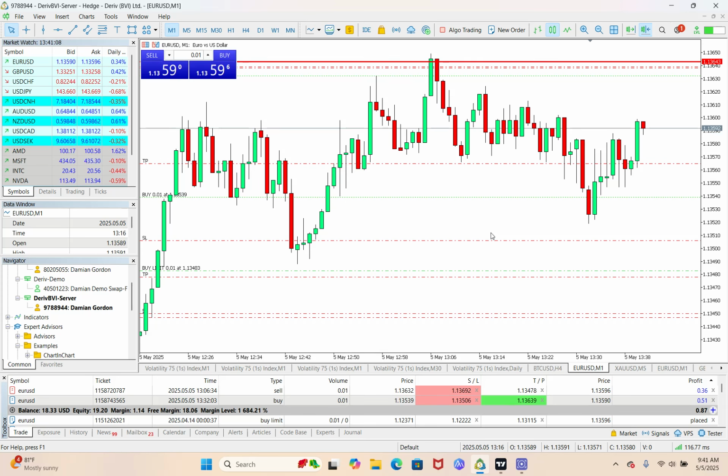Sellers are resisting at the moment. Not a big push. Big push to the upside.